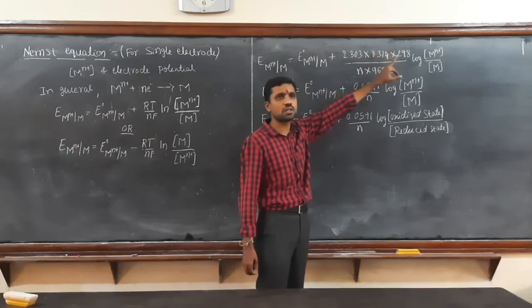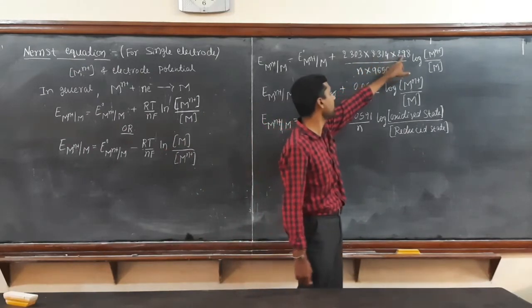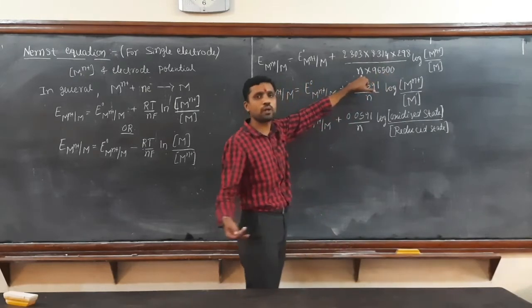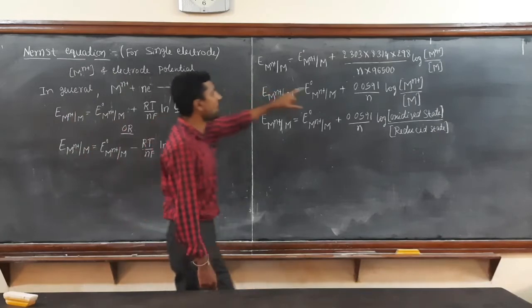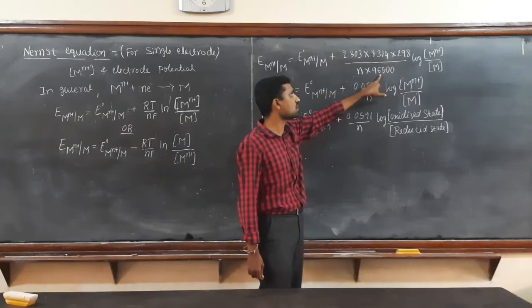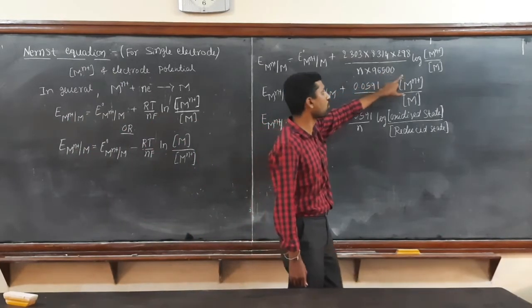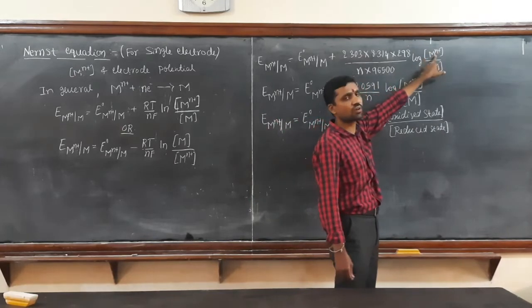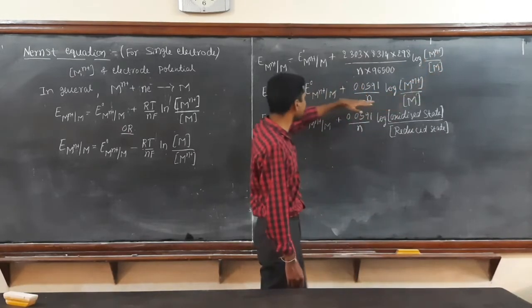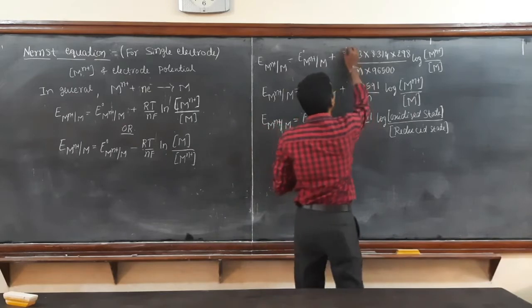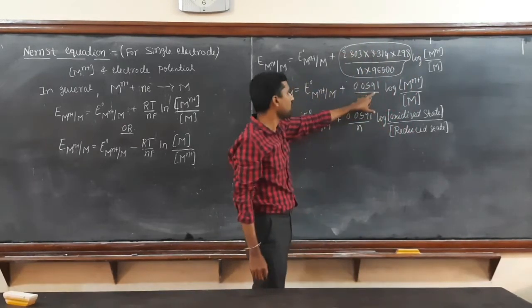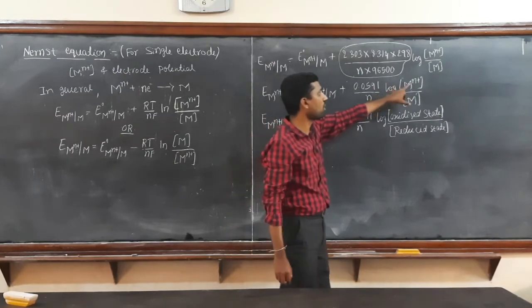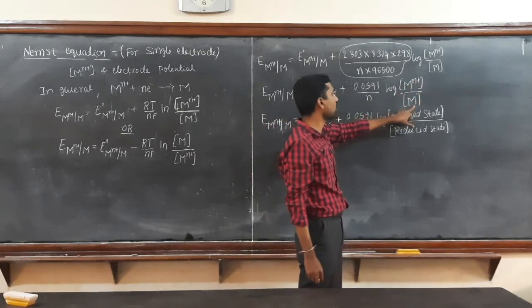Temperature, the standard temperature, is 25 degrees or 298 Kelvin, divided by n. So it should be known that for this reaction there are n number of electrons. And F is the Faraday constant, that is 96,500 coulomb per mole. So log of the same thing, the concentration of metal ion over the concentration of metal. If you calculate this whole term, it becomes 0.0591 divided by n, log of concentration of metal ion over concentration of metal.